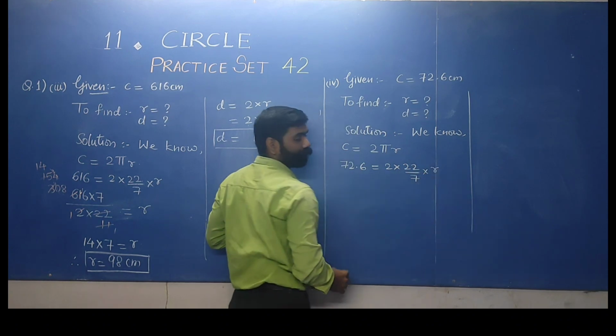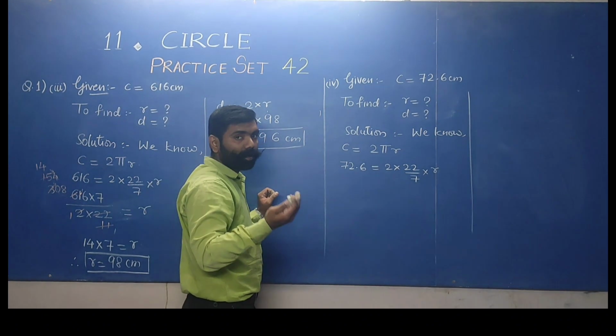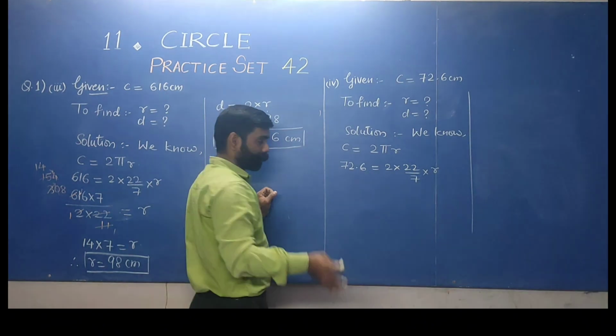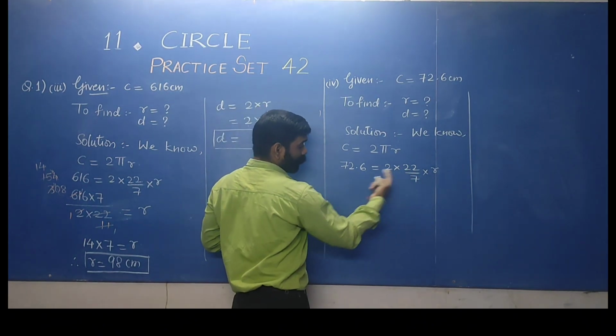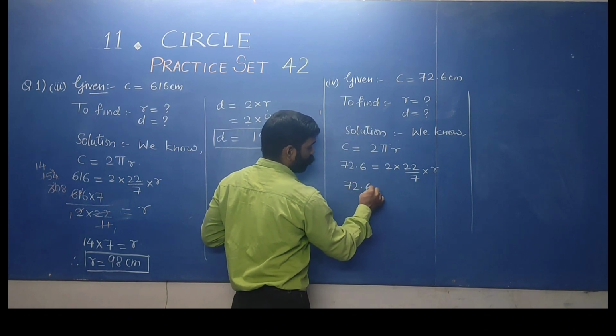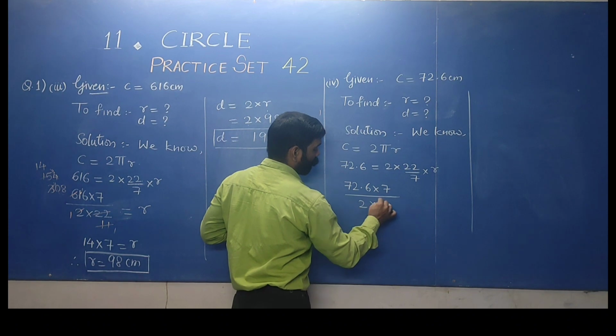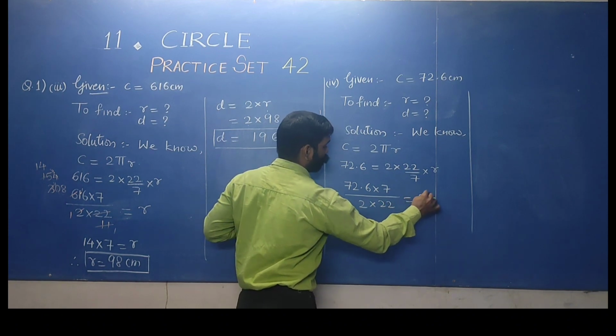R is not given. You may take 3.14 also. That answer will be correct. Don't worry. So I am taking 22 upon 7 this side. So 72.6 multiplied by 7 upon 2 multiplied by 22 is equals to R.